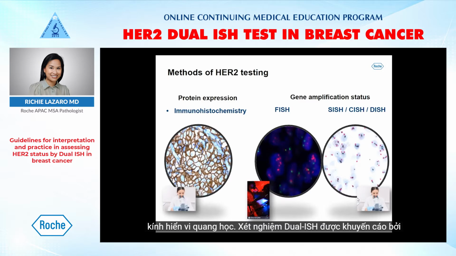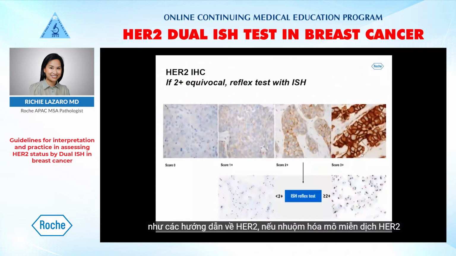Dual probe ISH assays are recommended by guidelines, and these are demonstrated by the red and green signals in FISH and the black and red signals for dual ISH, representing HER2 and chromosome 17 gene copies, respectively. As per HER2 guidelines, if the HER2 IHC is 2+ equivocal, a reflex confirmation with ISH is to be performed.